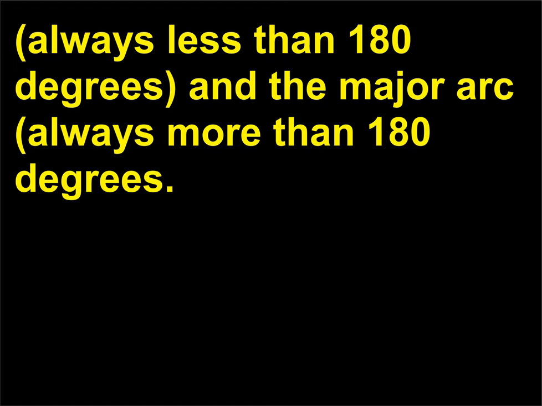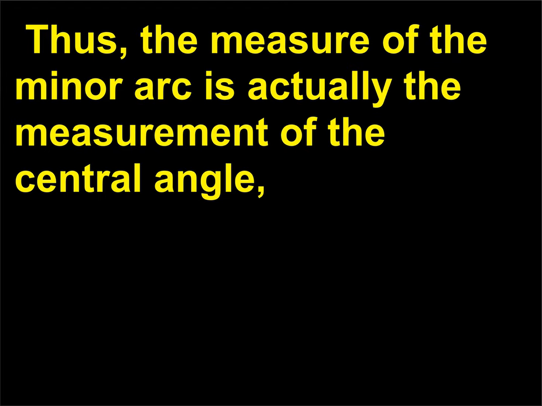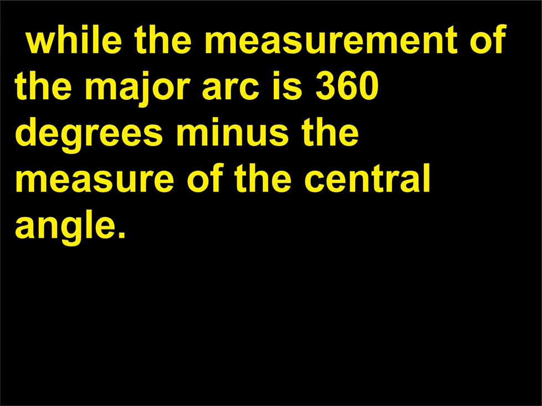Every central angle cuts the circle into two arcs, the minor arc, always less than 180 degrees, and the major arc, always more than 180 degrees. Thus, the measure of the minor arc is actually the measurement of the central angle, while the measurement of the major arc is 360 degrees minus the measure of the central angle.